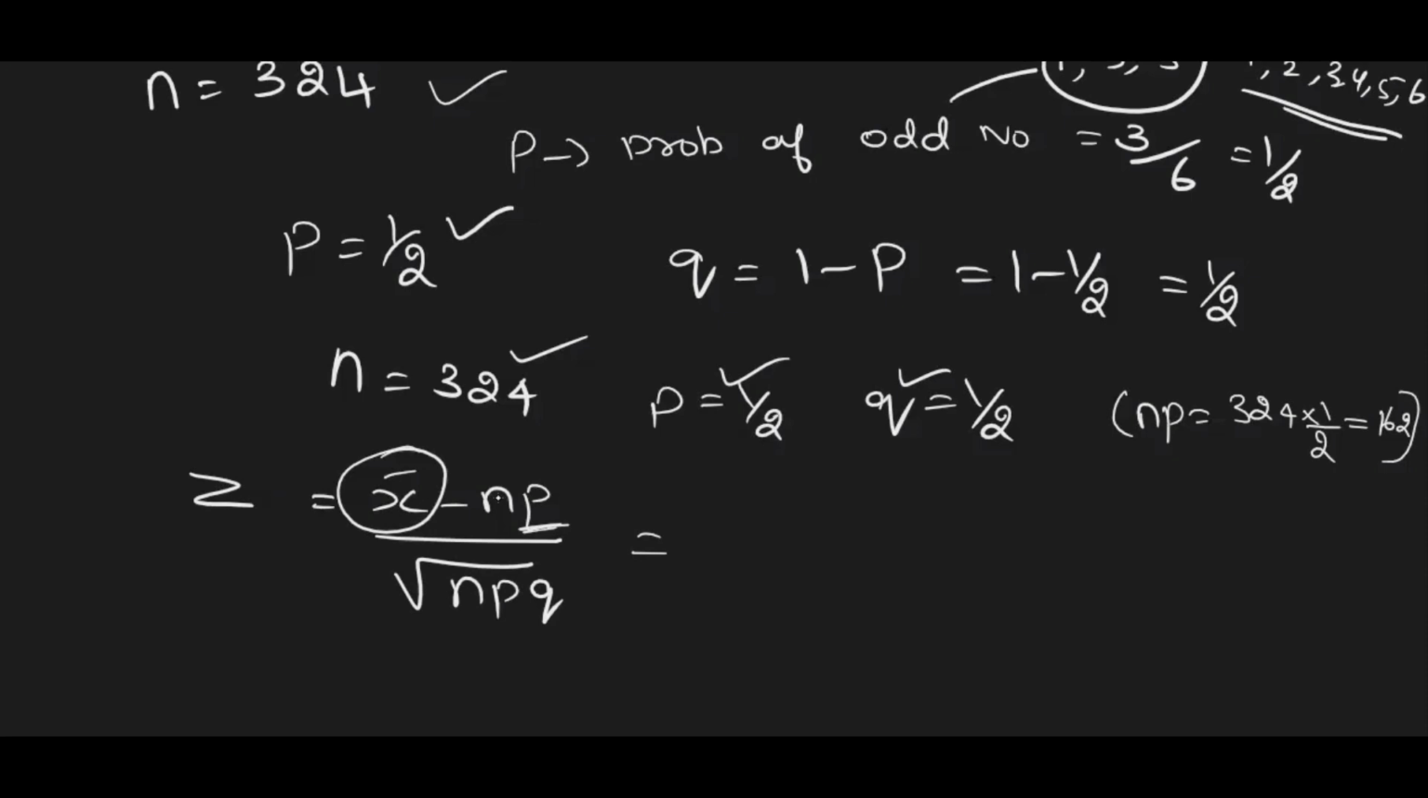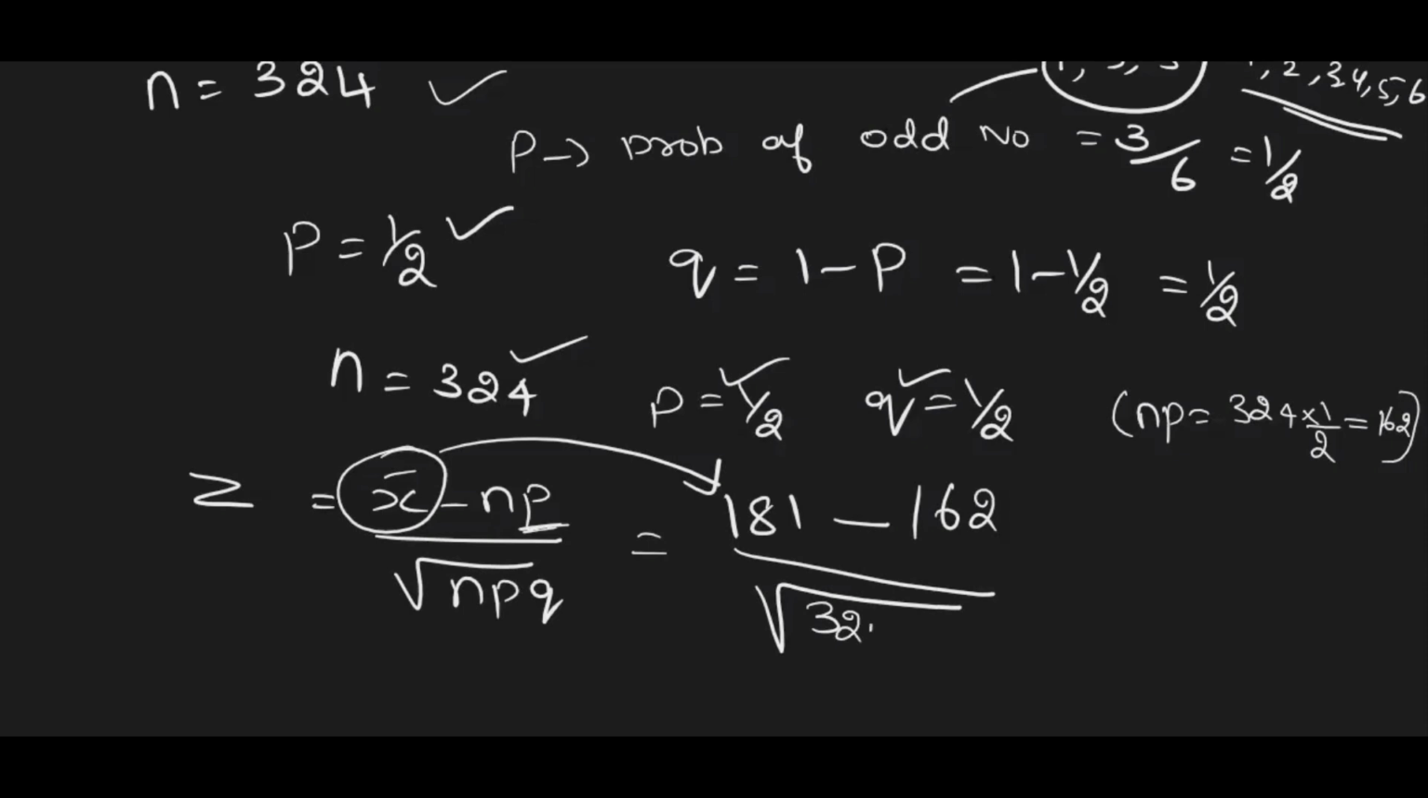What we got and what we expected, both we are going to compare. The observed number of successes is 181. This is the observed number: 181 times an odd number came. So 181 minus NP, which I already calculated as 162, by root of NPQ, where n is 324 times we have thrown the die, into 1 by 2 into 1 by 2. If you calculate this, we will get 2.11.